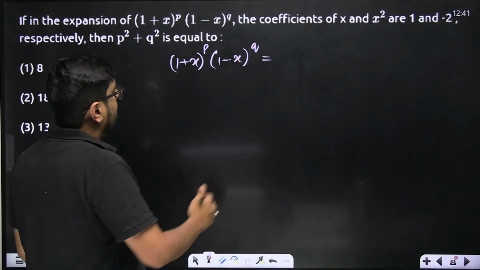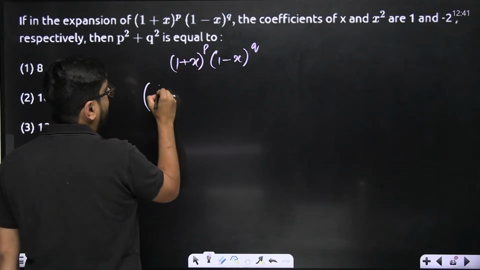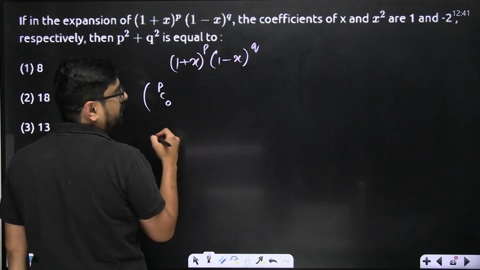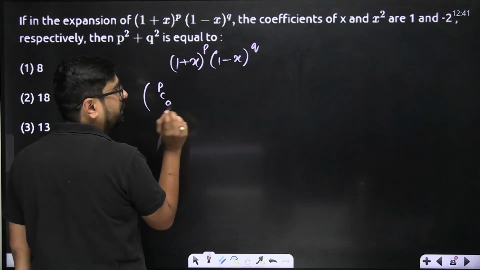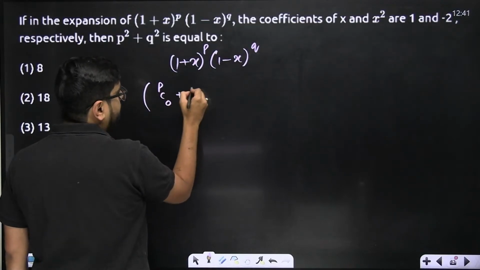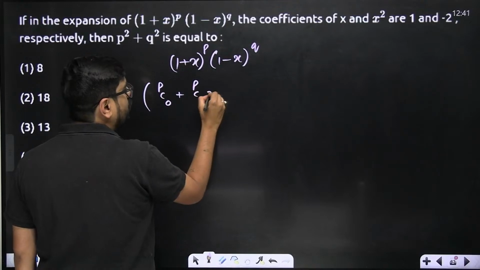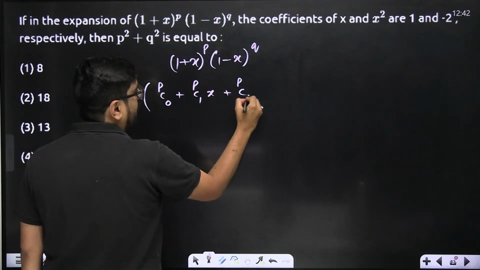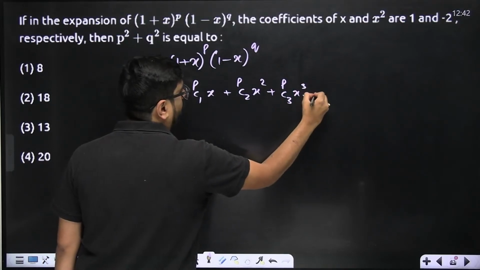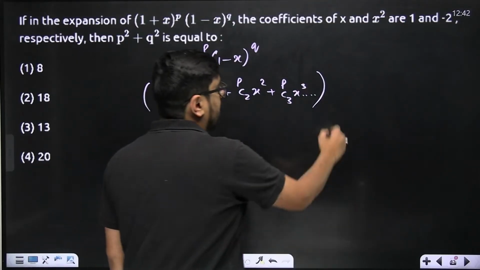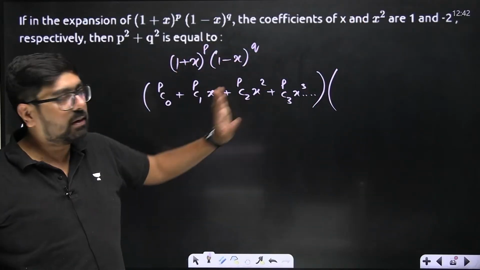Now, how will we do this? We'll simply observe the expansion. For example, the expansion of this part will be pC0, 1 to the power p, x to the power 0. So 1 to the power p will be 1, x to the power 0 will be 1 only, plus pC1, 1 to the power anything, x to the power 1, plus pC2 x square, plus pC3 x cube. It will keep going on like this. Now here, I just need x square, so I will not expand more than x square.